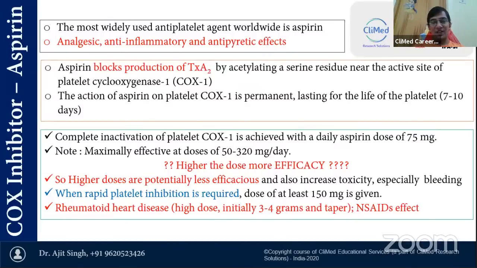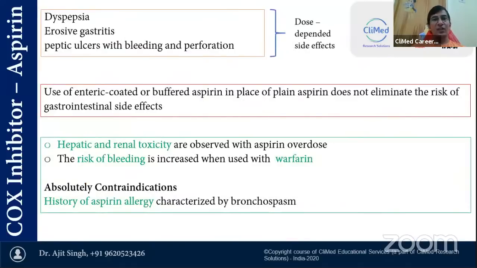That is to show the NSAID effect. But rheumatic heart disease occurs in kids, adolescents, and young adults, and we give them aspirin. In those cases, we do not have much chance of bleeding. We have it, of course, but not as much as in our elderly patients or patients with cardiac events. The major side effects of aspirin are dyspepsia, erosive gastritis, and then peptic ulcers with bleeding and perforation.